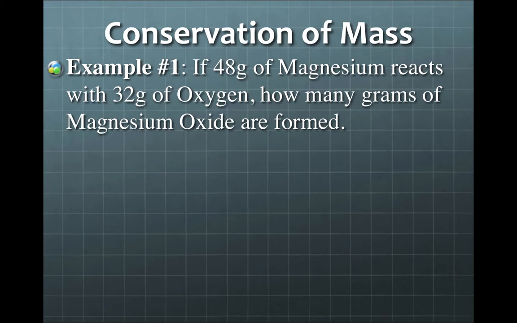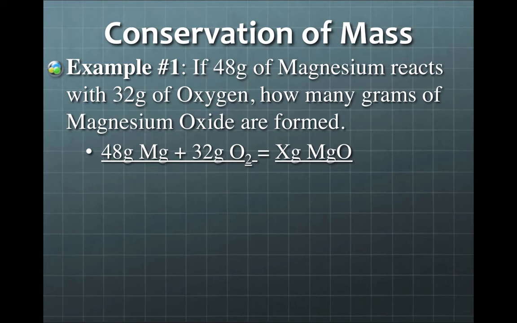It says if 48 grams of magnesium reacts with 32 grams of oxygen, how many grams of magnesium oxide are formed? Okay, so first off, I'm going to write it as a basic math equation. So I write 48 grams of magnesium plus 32 grams of oxygen, and I put the equal sign where we normally have the arrow because I'm making this like a math equation to make it easy for you guys. And then I put X grams of magnesium oxide. X is our missing variable. That's what we're trying to solve for. Just think of this as math class.